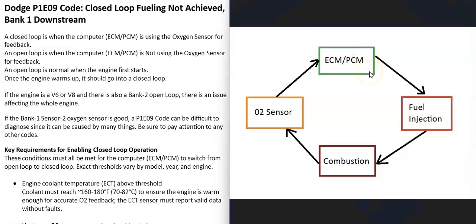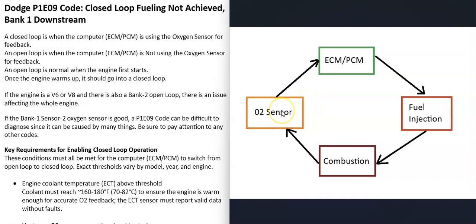And so when the engine starts, the computer is going to start controlling how much fuel is going into the cylinders, which is going to create combustion. Then the O2 sensor is going to be reading how much oxygen was burnt off during this combustion and reporting this information back to the computer. When all of this is working correctly, this is called a closed loop.